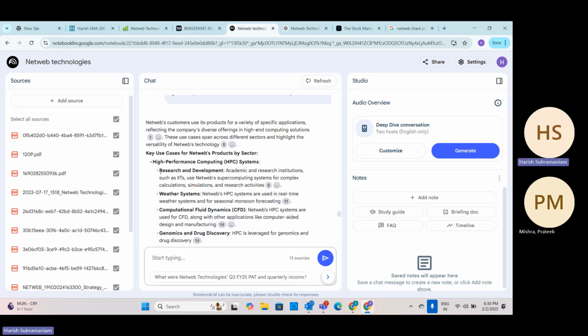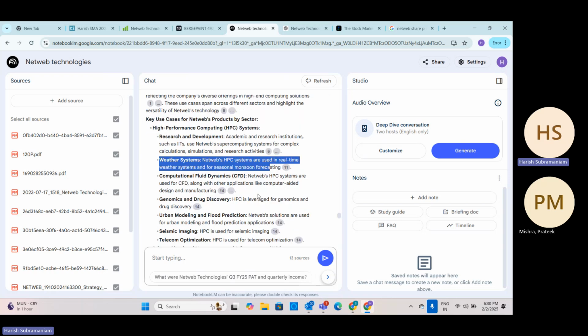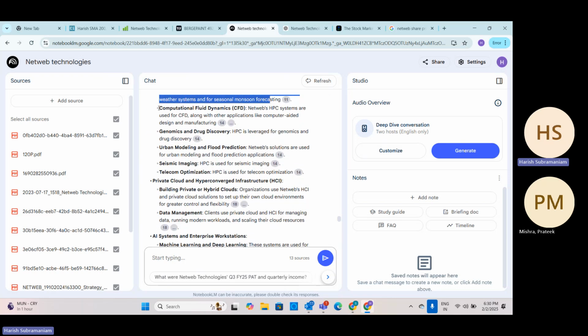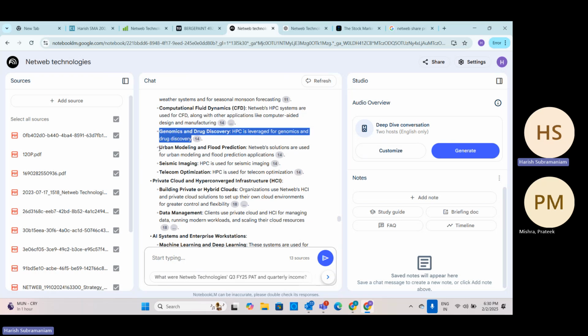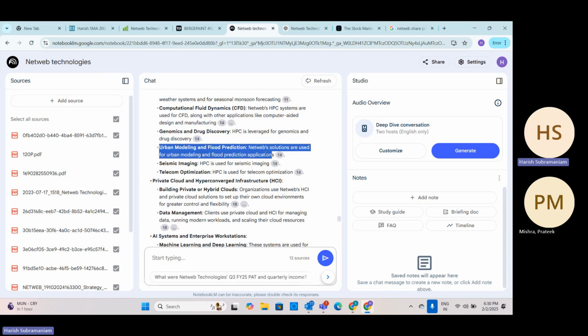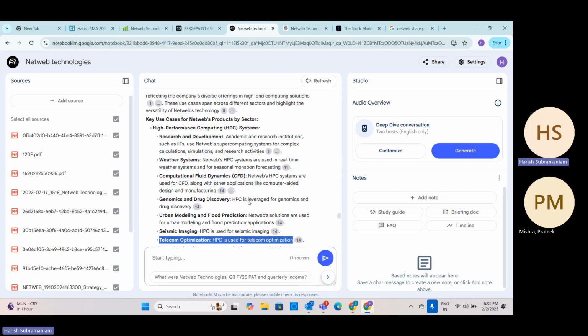Okay, so it is used in research and development. It is used for weather systems and forecasting. It's used for some fluid dynamics, etc. It is used for drug discovery. It is used for urban modeling and flood prediction. It is used for seismic imaging, earthquakes, and for telecom optimization. So these are the kind of high performance systems for which the end customer uses this.